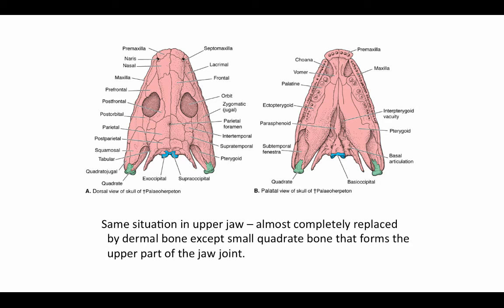Same situation in the upper jaw. So now we're looking down at the top of the skull of an early tetrapod. And again, a whole series of different dermal bones that cover over that Contra Cranium. And in the very, very back, we see this little remnant called the quadrate that's going to form the upper part of that jaw joint. And this is a palatal view, so you're looking up into the roof of the mouth here. The tooth-bearing bones in the upper jaw are the maxilla and premaxilla. They're the main tooth-bearing bones. And then we can see the quadrate in the rear of the mouth forming the joint.